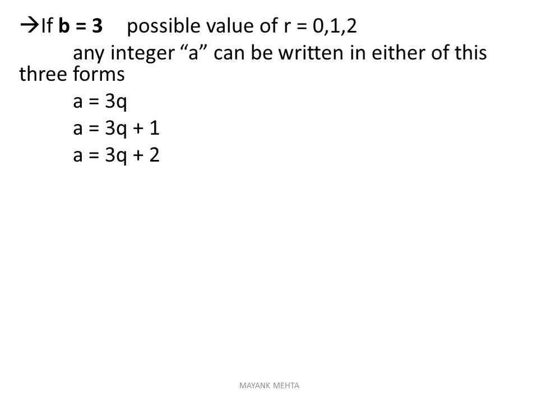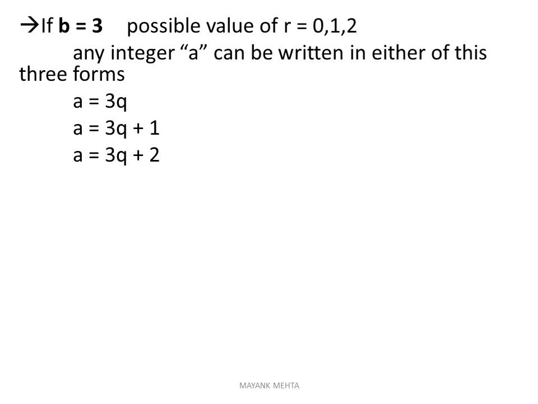Let us take 20. So 20 is equal to 3 times 6 is 18, plus 2. That means it is 3q plus 2 form. Let us take 21. So it is 3 times 7, 21 directly. That means it is 3q type of form. Let us take 25. So it is 3 times 8 is 24, plus 1. So it is 3q plus 1 form. So any number can be written either in the form of 3q or 3q plus 1 or 3q plus 2.